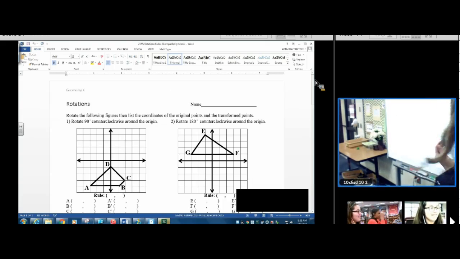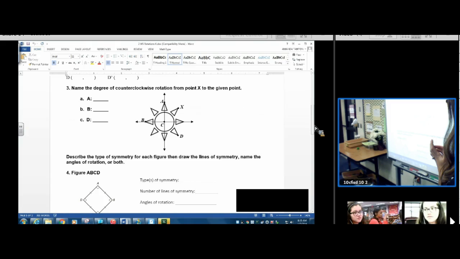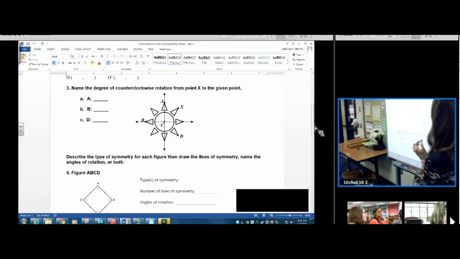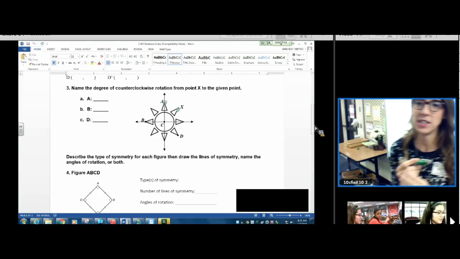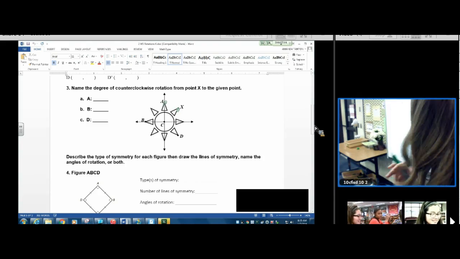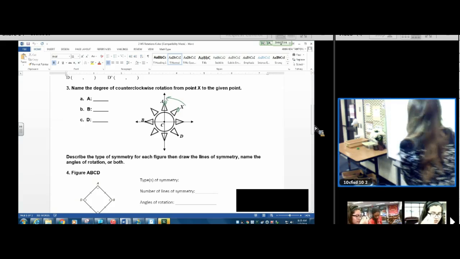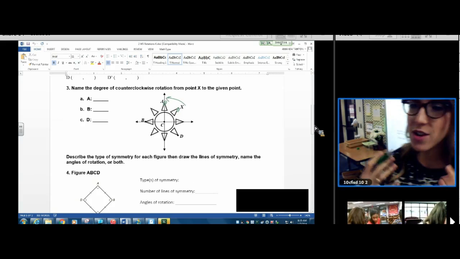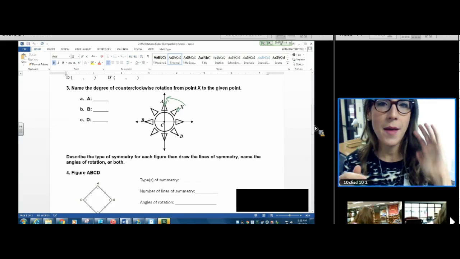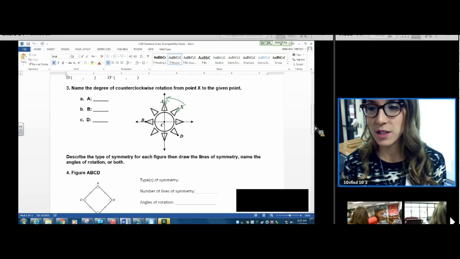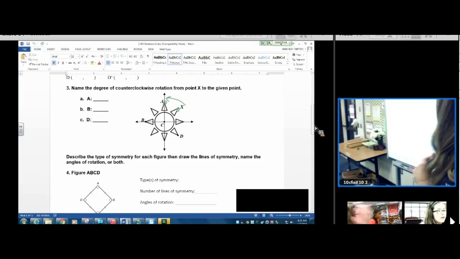My first question was 3A. Name the degree of counterclockwise rotation from point X to the given point. So we are doing like literally what we just did in the warm-up. We want to make sure that we go against the clock, counterclockwise. So if we travel from X to A, the only information we need to know is how many degrees we're turning from point to point. And y'all were asking about the rotational symmetry. That's also the degrees when it's asking about angles of rotation. That's what we're doing in this problem as well.